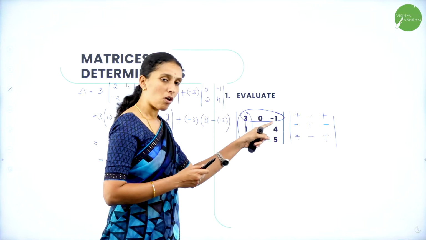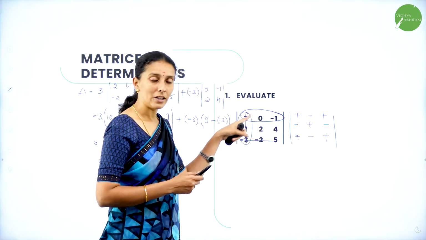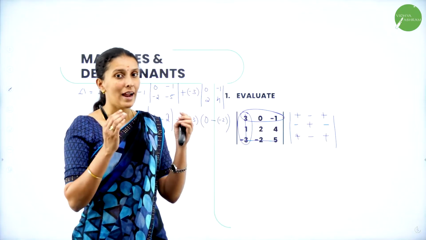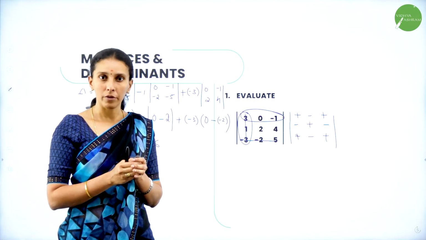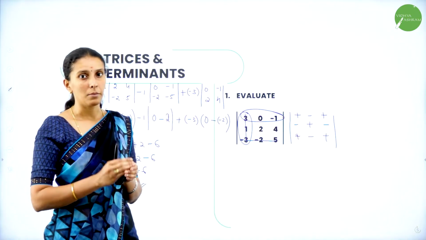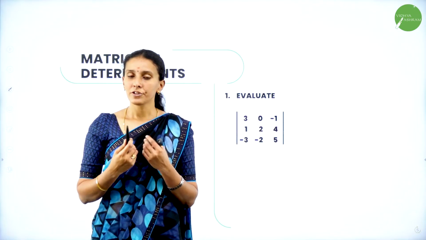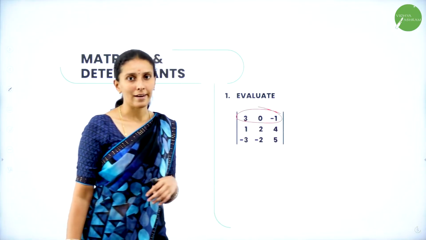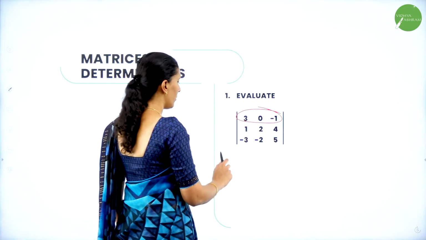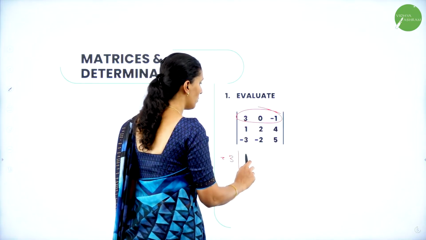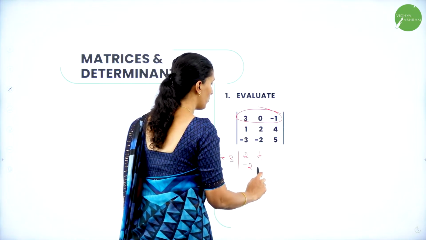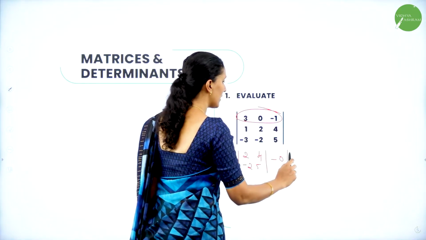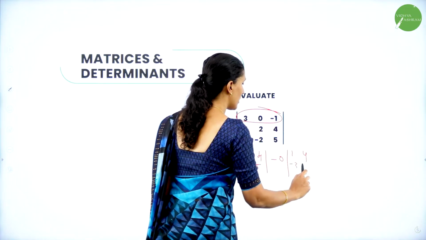Or last column, or the last row, or the middle column. So, however you calculate with the help of sign and writing the remaining elements in the form of a determinant, the value of the determinant will be same. In general, we always use rows to calculate determinants. That is, you can write it in the form of 3 into 2, 4, minus 2, 5. Next, minus 0. So, leave the row and column containing 0: 1, 4, minus 3, 5.